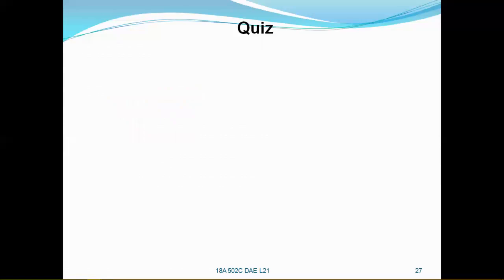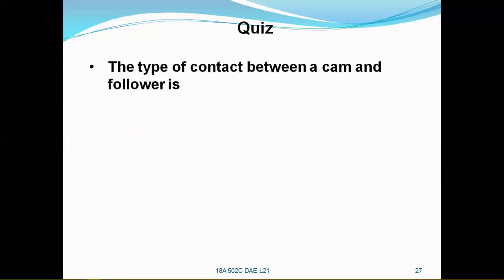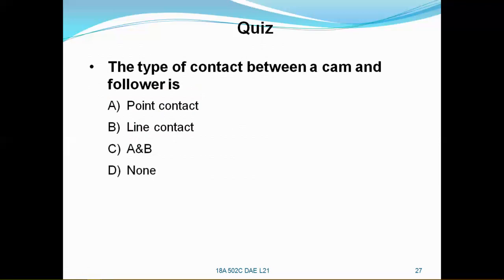Next, the type of contact between a cam and follower is: number 1, point contact; number 2, line contact; number 3, both A and B, that means point as well as line contact; and none of the above. So which is the right answer among these?